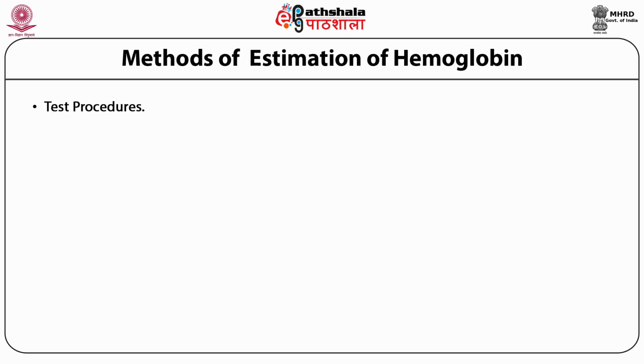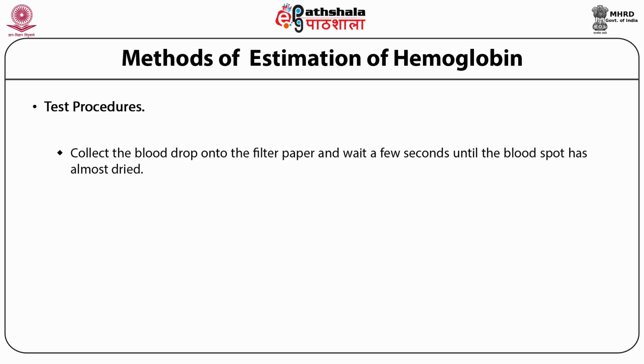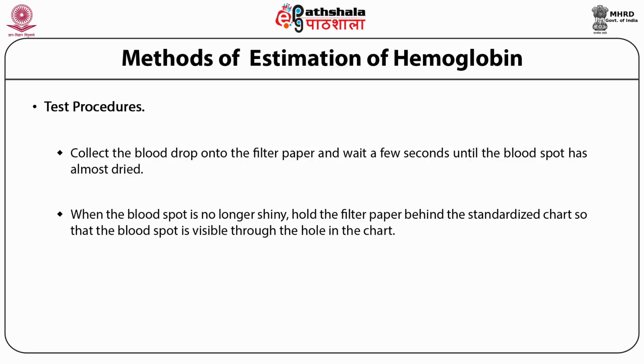The test procedure includes step 1: collect the blood drop onto the filter paper and wait a few seconds until the blood spot has almost dried. When the blood spot is no longer shiny, hold the filter paper behind the standardized chart so that the blood spot is visible through the hole in the chart.